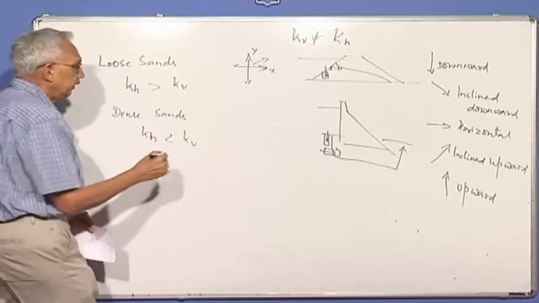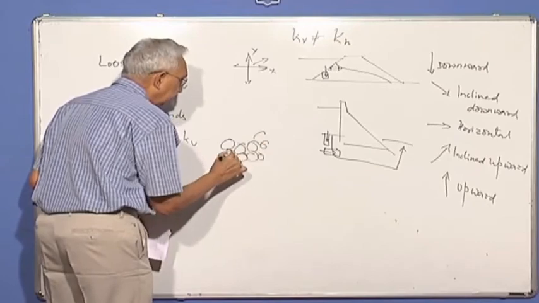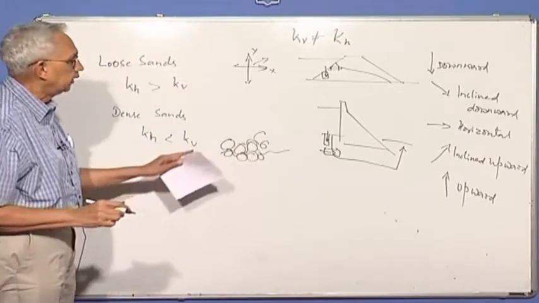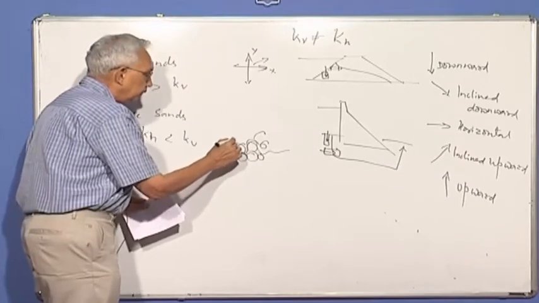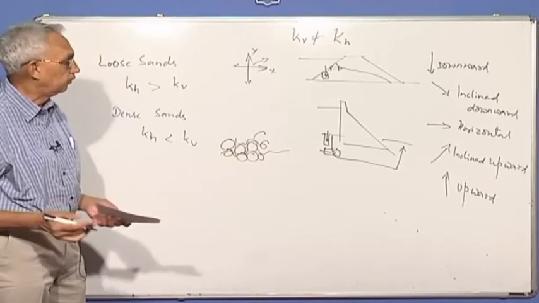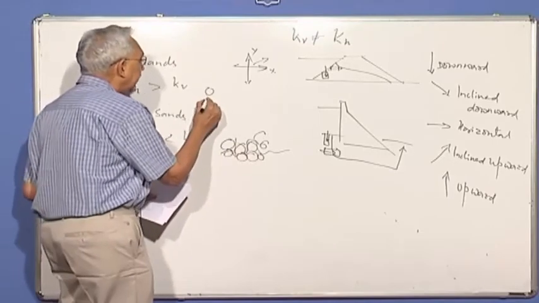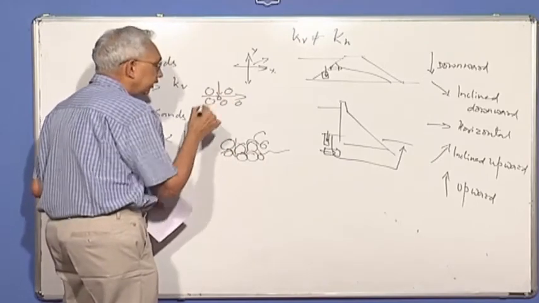The reason is, in dense sands, the particles are all packed so that the flow is highly irregular. It cannot be horizontal. The voids are not very well connected. So compared to the flow in this direction, the flow in the horizontal direction will be more difficult. In case of loose sands, the flow in this direction is easier than flow in the vertical direction.